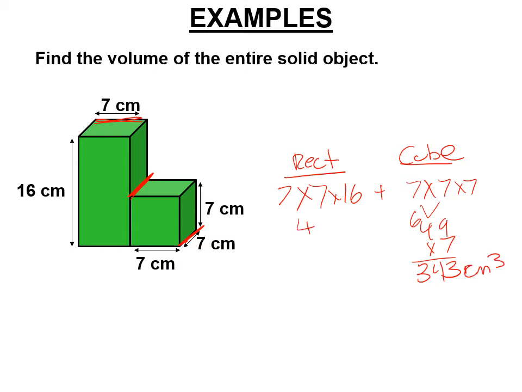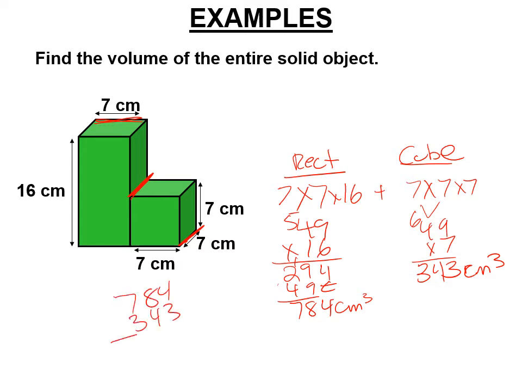This one is 49 again, but now we're times 16. And 6 times 9 is 54. 6 times 4 is 24, plus 5 is 29. We're going to step over and multiply by 1. And we get 18. I'm getting 784 cubic centimeters. I've got to add up those two. And I'm getting 1,127 cubic centimeters for the volume of the entire object.